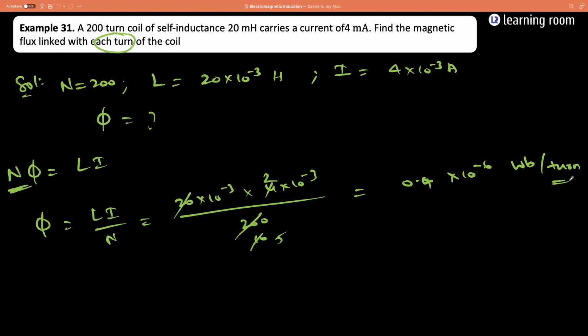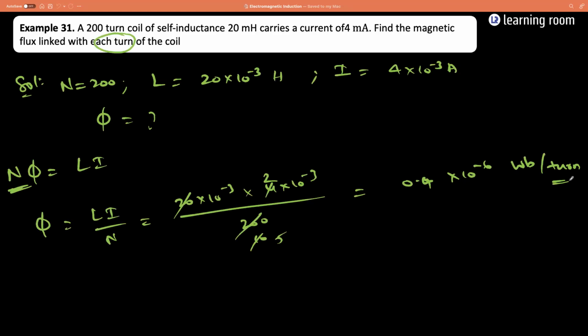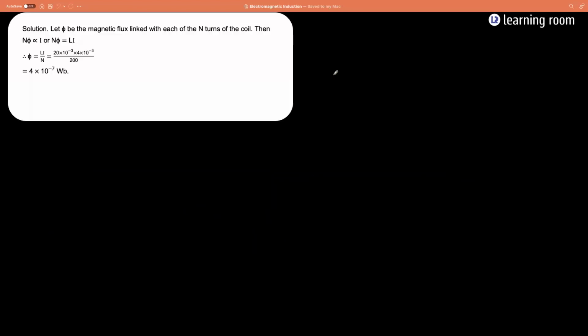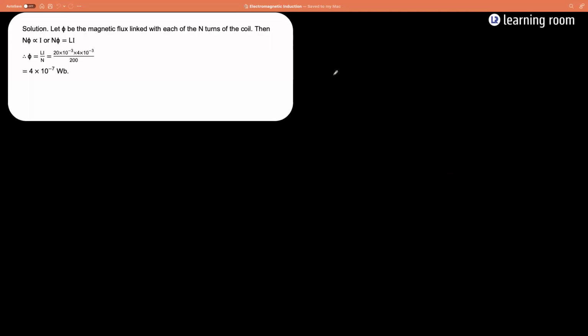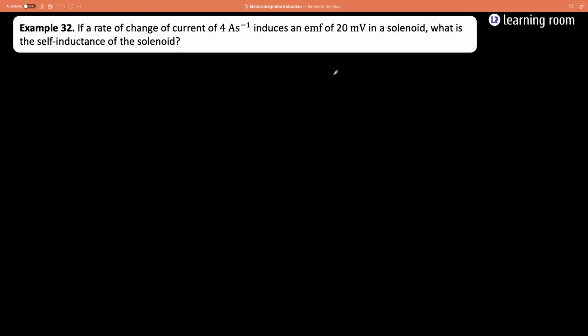Yes or no? Getting grip over these problems? Simple only, no? Yes, sir. Sir, if it's not given for each turn, will the answer stay the same? If it says each turn, then N is valid data. They gave it only to confuse you. Okay, if not each turn, flux linked with the coil, you should only do L into I. Okay, sir. So 4 into 10 power minus 7? It is 0.4 into 10 power minus 6, but they wrote it as Weber. You can write it as Weber per turn, though turn is not a part of the unit. It is for understanding.